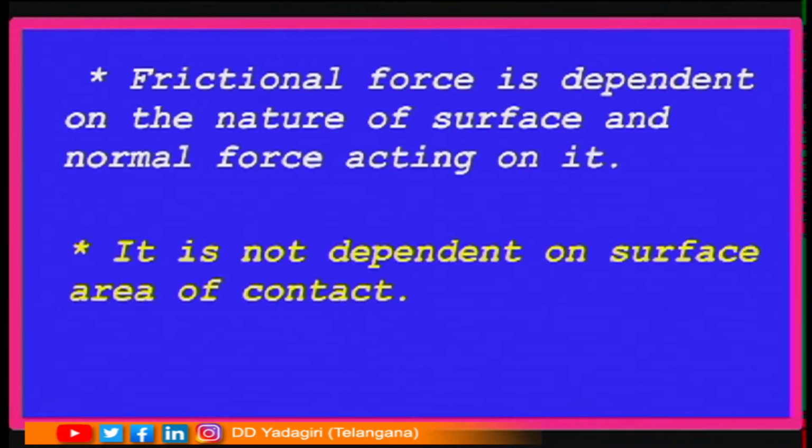We also have learnt about frictional force dependent on the nature of surface and normal force acting on it. It is not dependent on the surface area of contact.